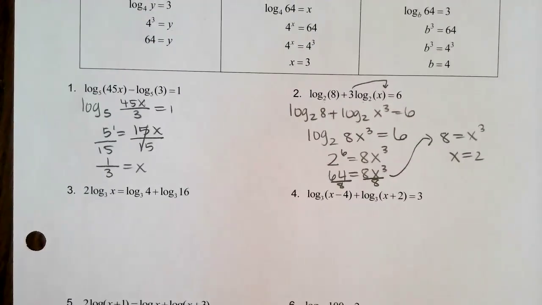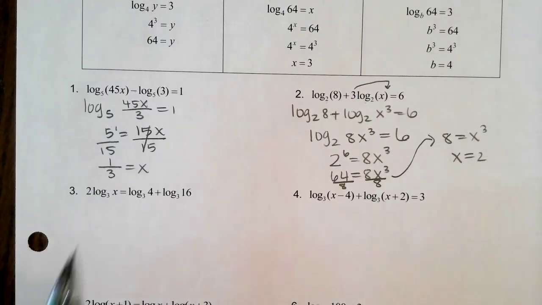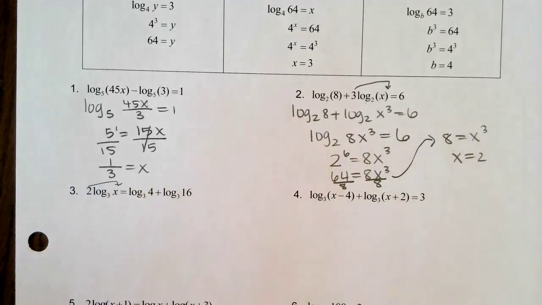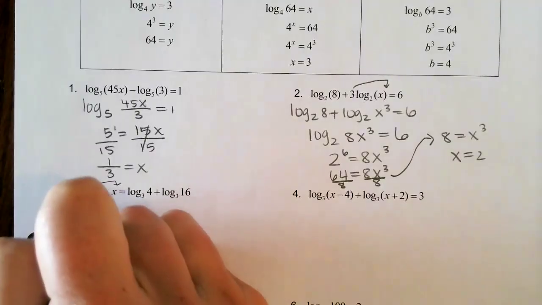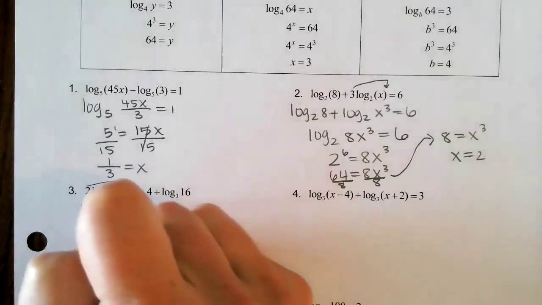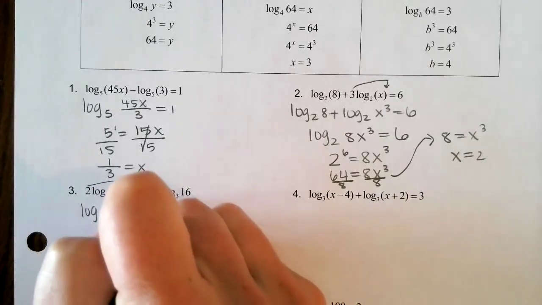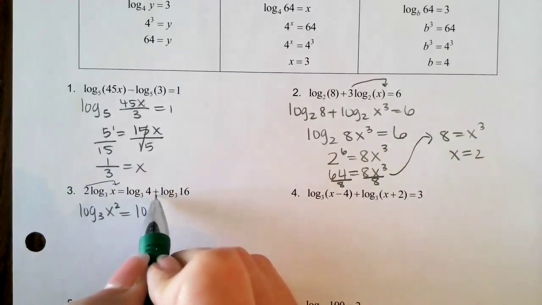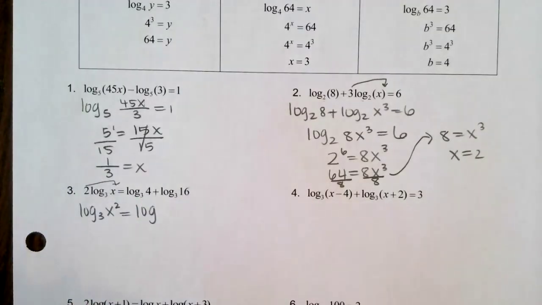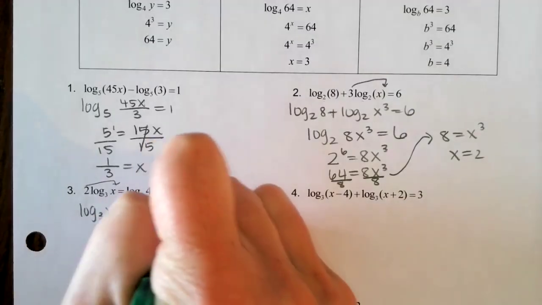All right, on our next example here, we've got a log on both sides. So I'm going to start by using the properties as much as possible. So I'm going to take this 2 up here. And so I get log base 3 of x squared. Then I'm going to convert these to a single log, and I do that, it's a plus there, so I'm going to multiply my arguments. And so when I multiply my arguments, 4 times 16 gives me 64.